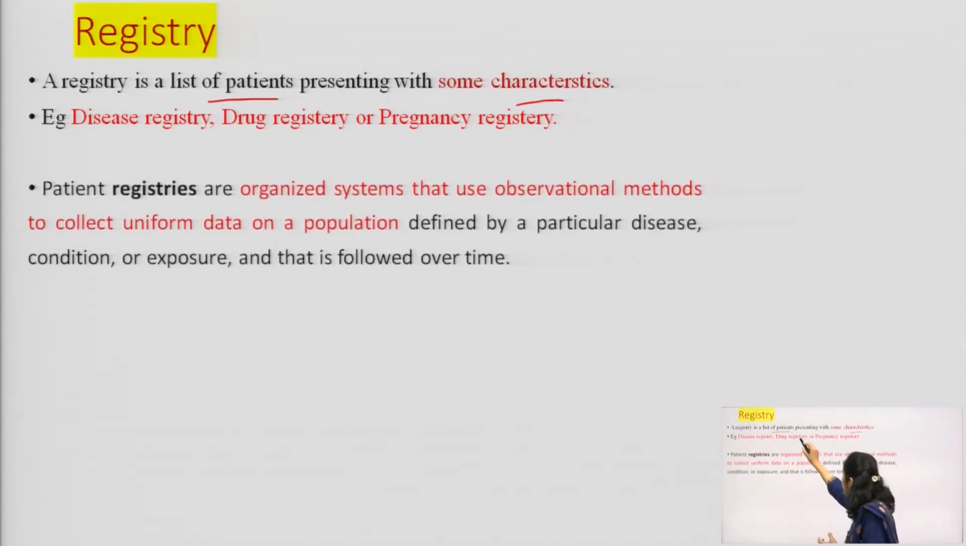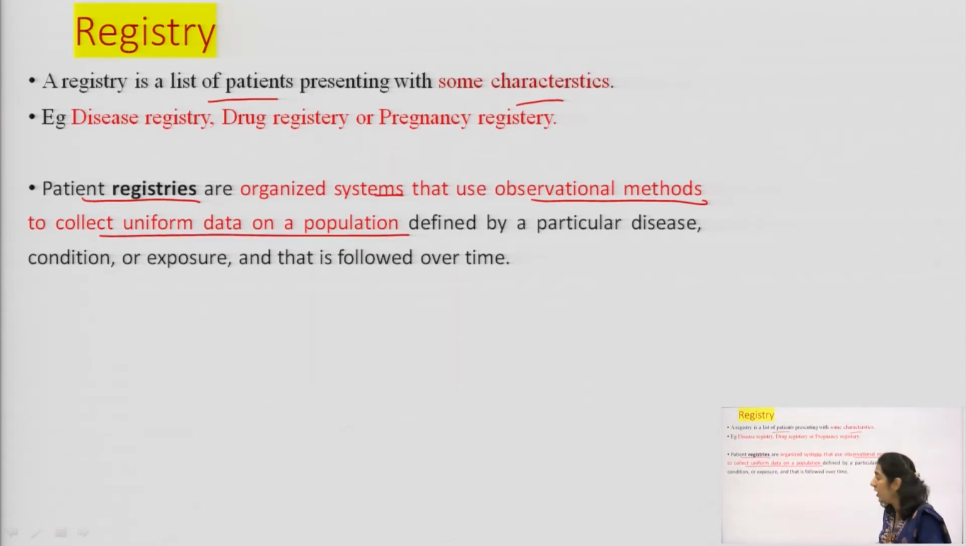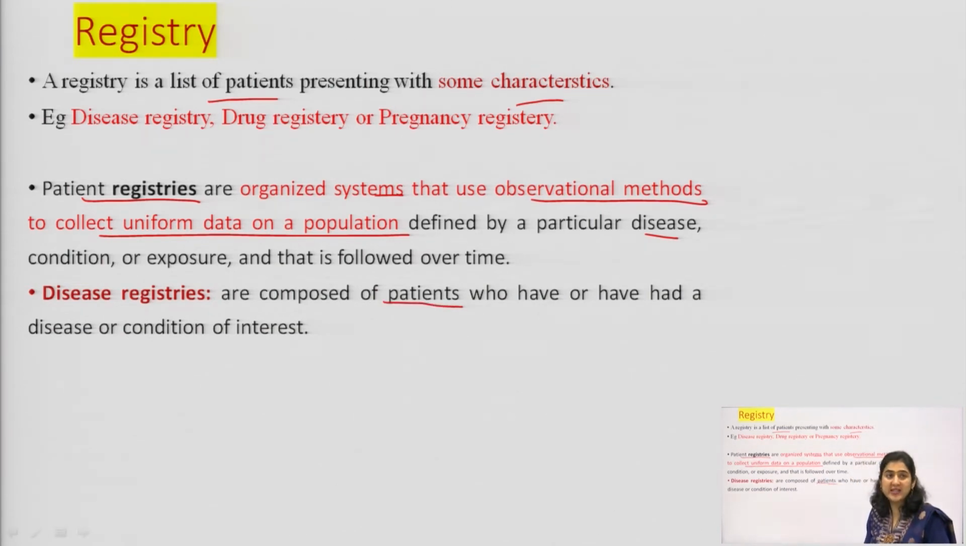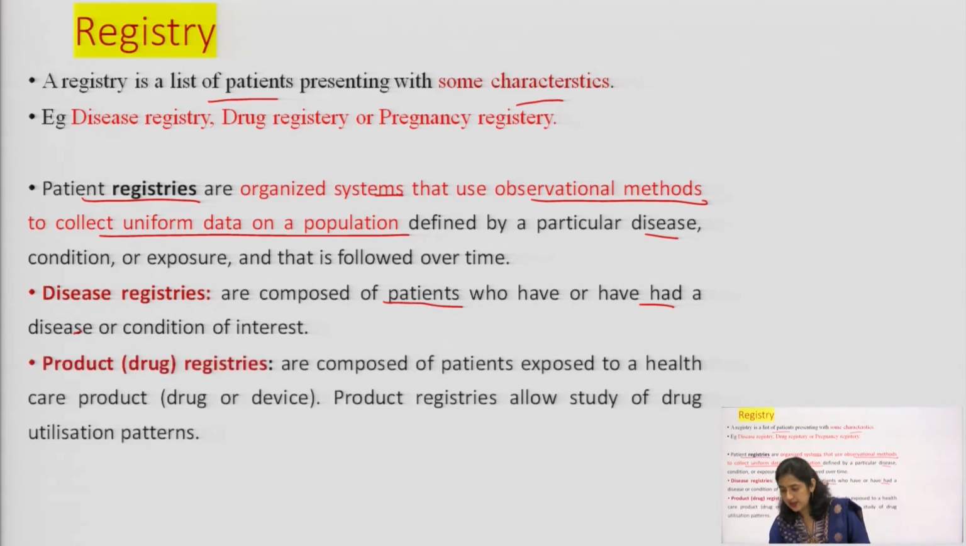तो ये registries, जिनको हम patient registries भी बोलते हैं, these are systems that use observational methods to collect uniform data on a population, either defined by disease, condition or exposure, and then they are followed over time. Disease registry में क्या होता है? Composed of the number of patients, list of patients who have had a disease or a particular condition of interest, जिसको हम पढ़ना चाहते हैं.